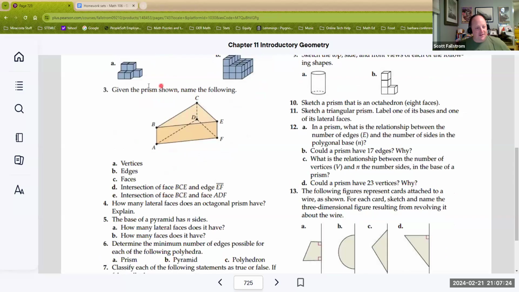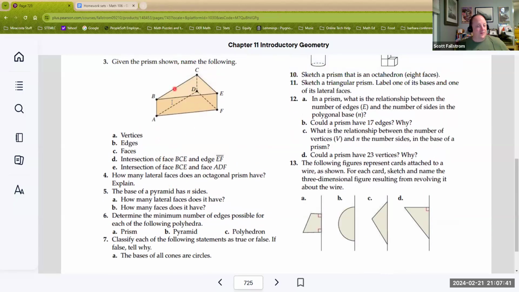Next up, given the prism, they're telling you it's a prism. Name the following. What are all the vertices? What are all the edges? What are all the faces? Remember, a face is that two-dimensional shape. And what is the intersection of a face with an edge? What is an intersection of a face with a face? Again, this one's actually drawn pretty well, so you can hopefully see that A, B, E, F is the front, and B, C, E is the top, if you will. Okay. Next up, how many lateral faces does an octagonal prism have?